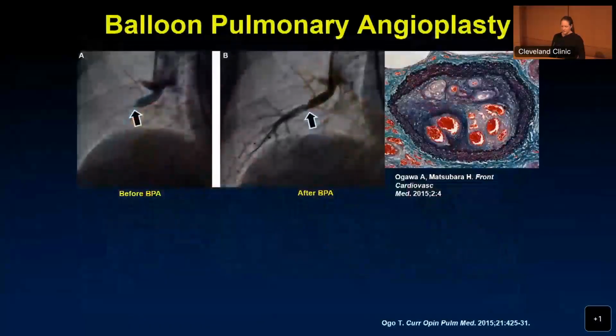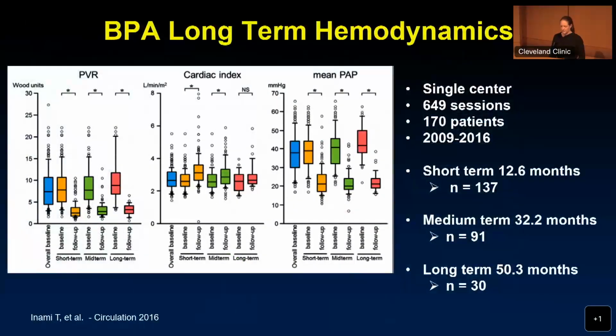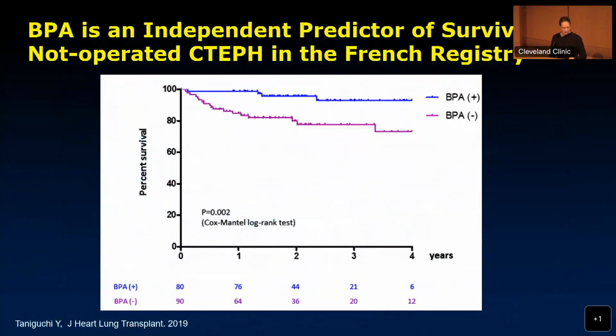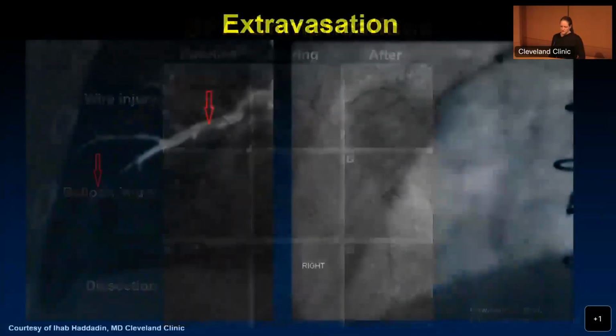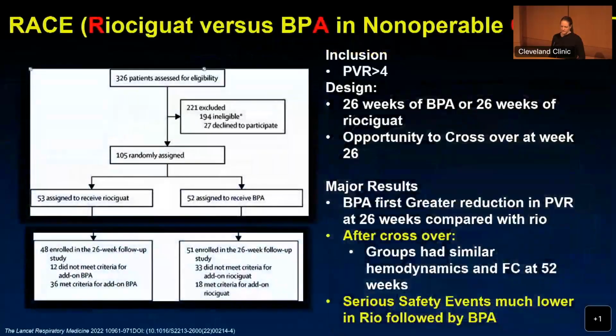So BPA was started about 20 years ago, but really started picking up here in the United States in the last decade. The Japanese have reported really good long-term hemodynamic benefits from it, and we're starting to see that in other registries as well. Like I said, I'll unfortunately need to skip through these.